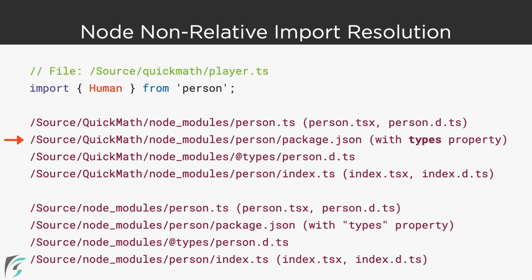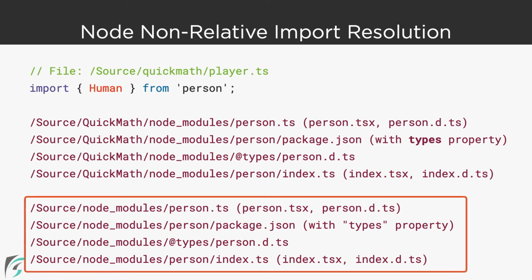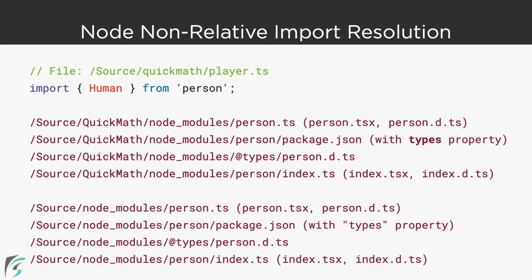If not found, it will then look for a package.json file in a directory named after the module inside node_modules. It will then look in a subdirectory of node_modules named types for a file named after the module with a .d.ts extension. Then in a subdirectory of node_modules named after the module for a file named index with one of the valid TypeScript extensions. If the compiler still hasn't found the module at this point, it will follow the same process up one level in the directory structure. The same searches will be performed here as well, and then it will continue moving up the directory tree, doing the same thing until it finds the module or runs out of directories.